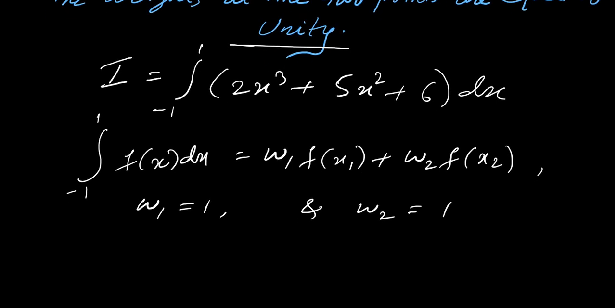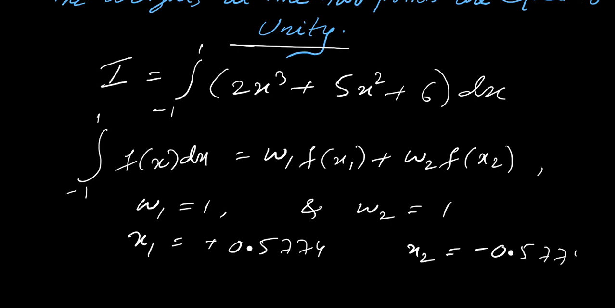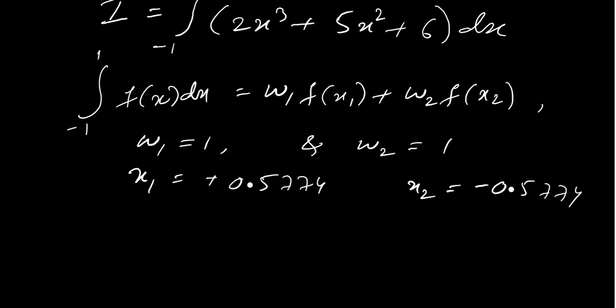And the points: x1 is plus 0.5774, since it is given as plus or minus, and for x2 it is minus 0.5774. These are the values mentioned, and there is also an expression, that is f of x is equal to 2x cube plus 5x square plus 6. Now using the Gaussian method, we have to find the solution.